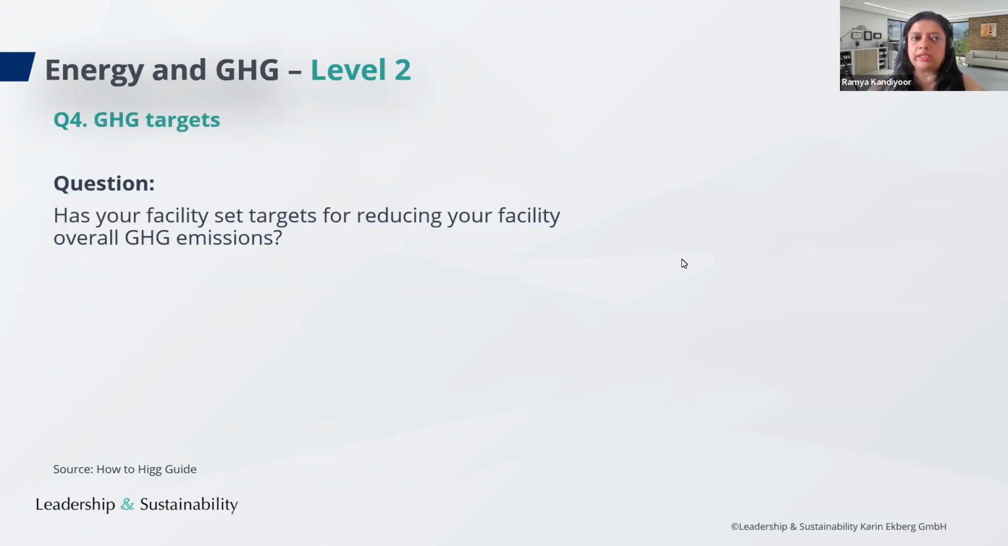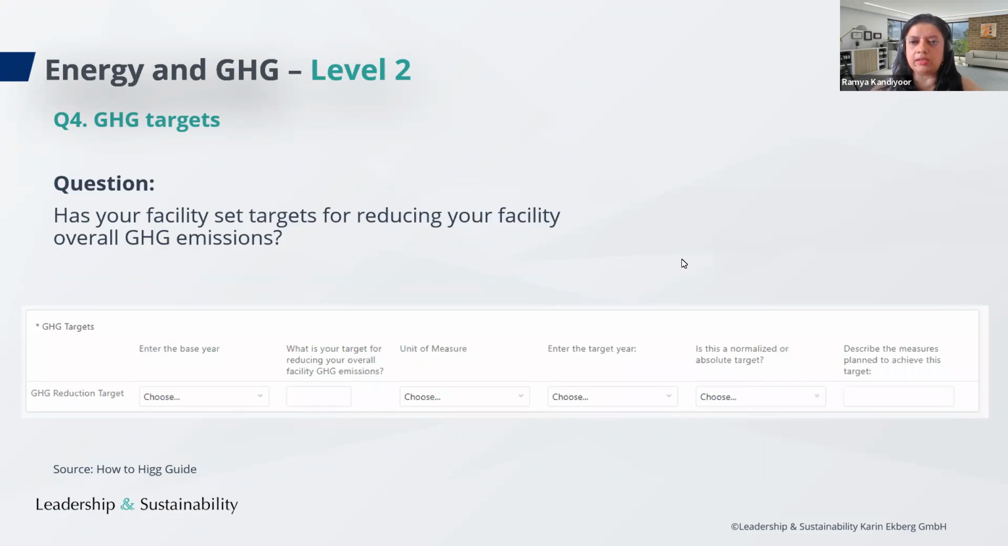There is also an ancillary question on GHG targets, which is, has your facility set targets for reducing your facility's overall GHG emissions? And this is how the question will be required to be answered. You will have to choose the base year. Let us say you are reporting or maintaining your GHG emissions. This could be calculated emissions, or emissions that you are noting down from the FEM module.